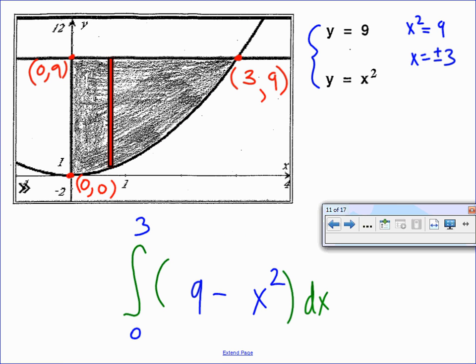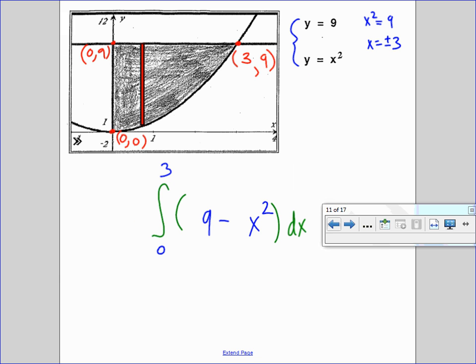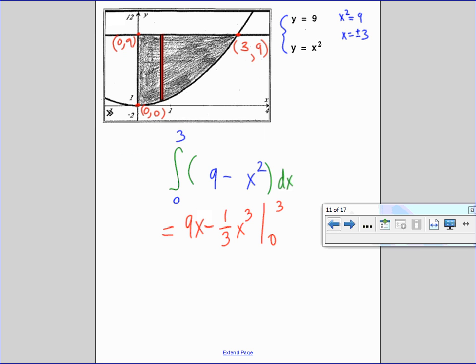We did that in our activity. Okay, so we've got 9x minus 1/3 x cubed. I think we can do it pretty quickly here, by finding an antiderivative function, evaluating my upper limit, evaluating my lower limit, subtracting the two. I'm getting 18. Raise your hand if you guys got 18. You guys getting 18? Great.